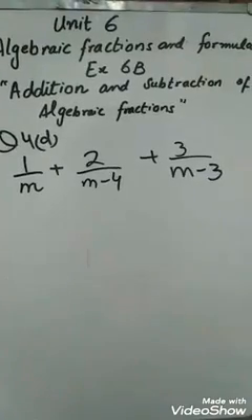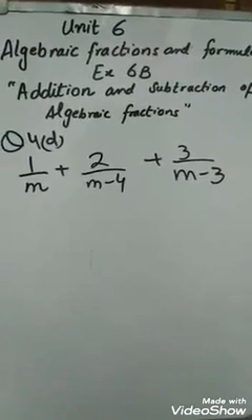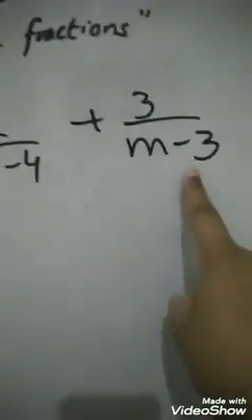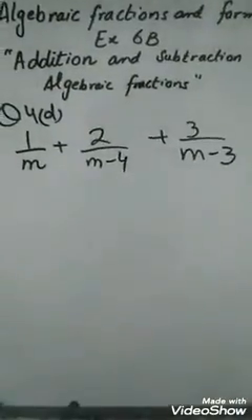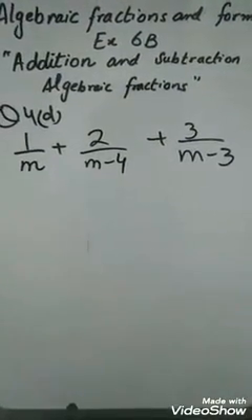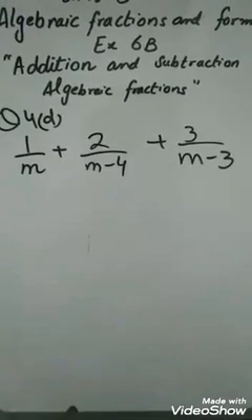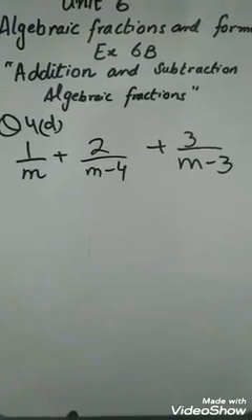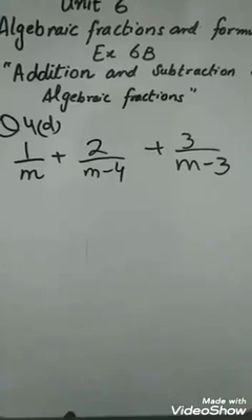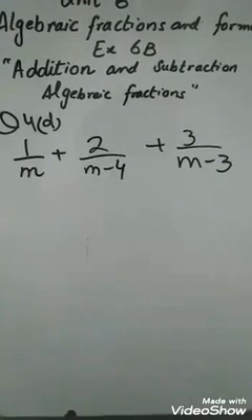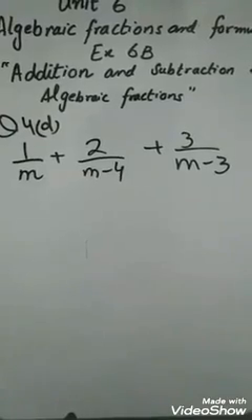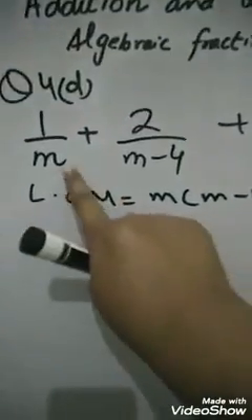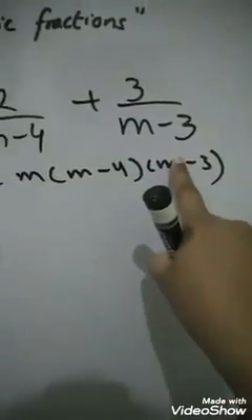Okay, so now I am going to solve one part of question number 4. Question number 4D I will solve, and you can see that there is no common factor in the denominator. So for making like fractions, we will find out the LCM, and as you know, the LCM is the product of common and uncommon factors. Here you can see there is no common factor, so the LCM will be equal to the product of the uncommon factors. Here the LCM will be m into m minus 4 into m minus 3.